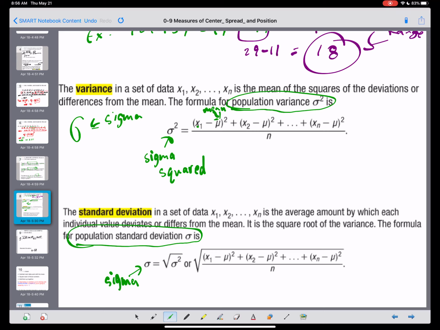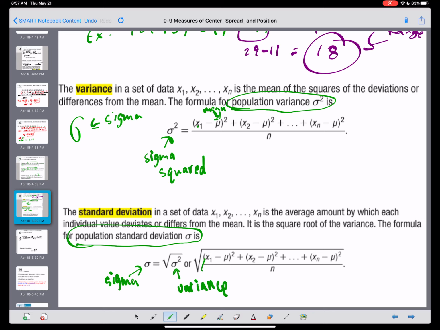These are for your population. You have to be really wary about what it is. Okay. Are we dealing with sample or population? That's kind of the big thing here. Now, for standard deviation, it's actually really easy. If you notice this right here, inside the radical, that's the variance, right? The standard deviation is just the square root of the variance.